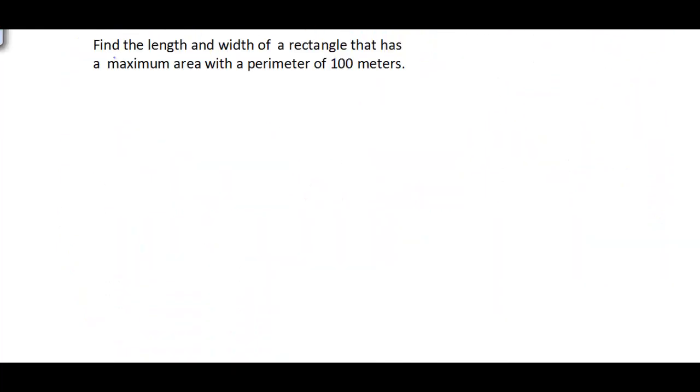Okay, the next example says we want to find the length and the width of a rectangle that has a maximum area with a perimeter of 100 meters. So right off, what are we trying to maximize? Well, we're trying to maximize the area of our rectangle. That tells us right off that our primary equation is going to deal with area, and since we're looking at a rectangle, the area would be the length times the width.